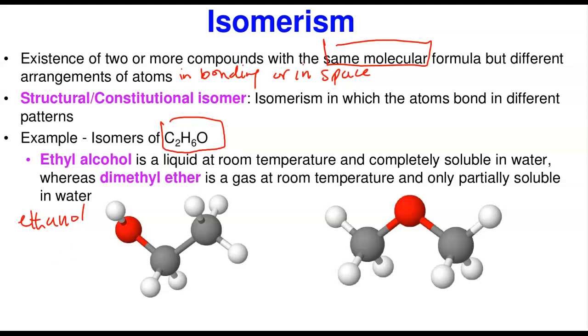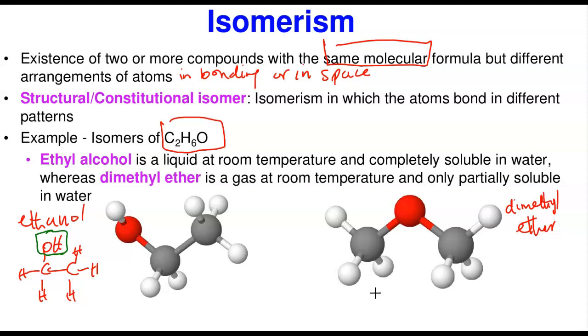Okay, let me draw this. If I try to open up this structure, I'll draw it this way. Ethanol is characterized by having the alcohol group. This alcohol group is what makes them unique in their own way. So this is an alcohol. Ethyl alcohol is liquid at room temperature and is completely soluble in water because of the polar OH group that it contains. Whereas another compound that has this same formula is dimethyl ether. It's a gas at room temperature and only sparingly or partially soluble in water.